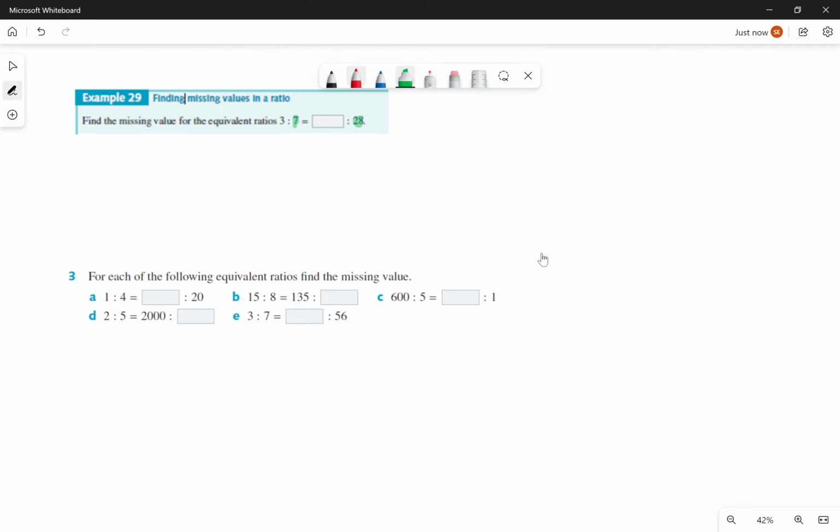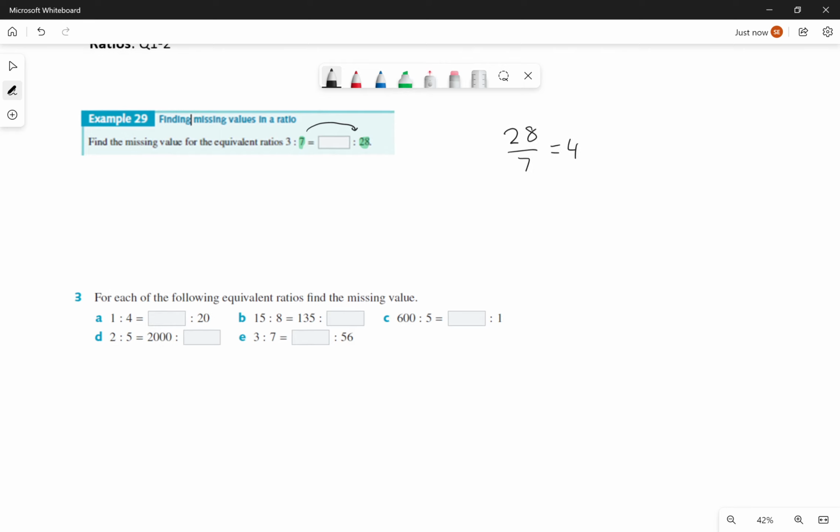Now, what I want to do is see how many times bigger 28 is to 7. So how many times bigger that is. How we do that is we go 28 divided by 7, and that gives me 4. So you can do that in your calculator.